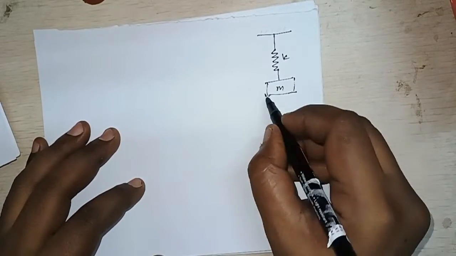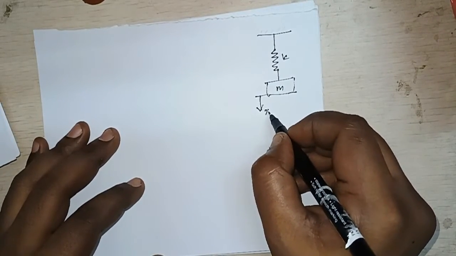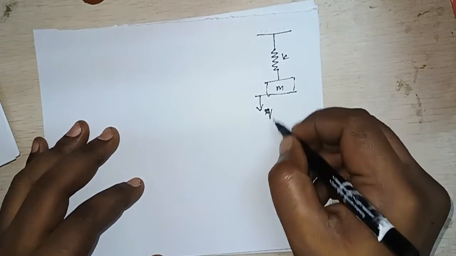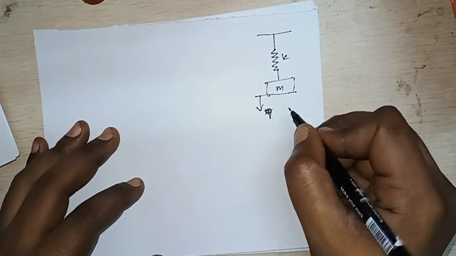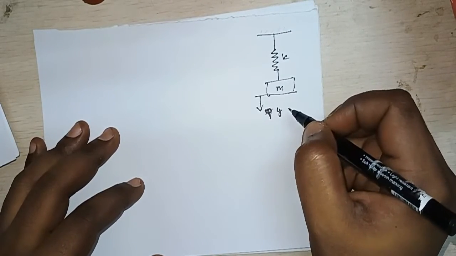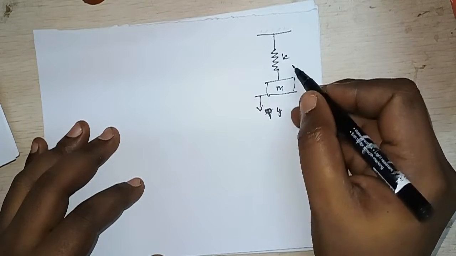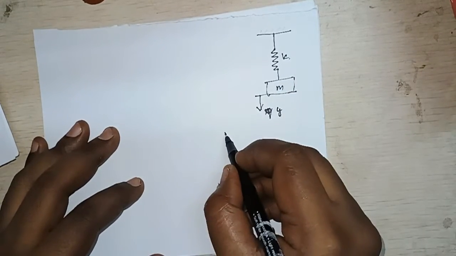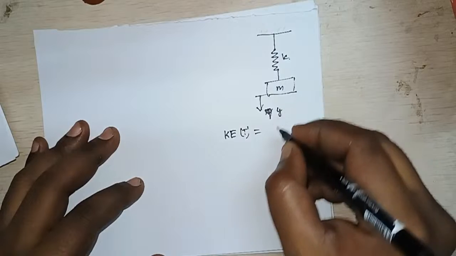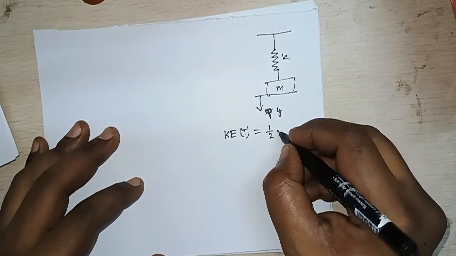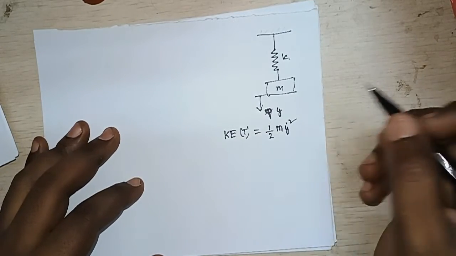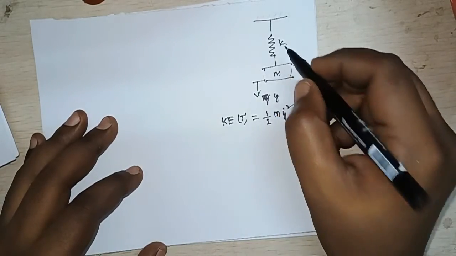If this is the mass, and this is the direction of the motion, let's call it y. This is a spring with constant k. Now simply, what is the kinetic energy T? Since this is only mass, it is half m y dot square. That's all. And what is the potential energy of the spring?